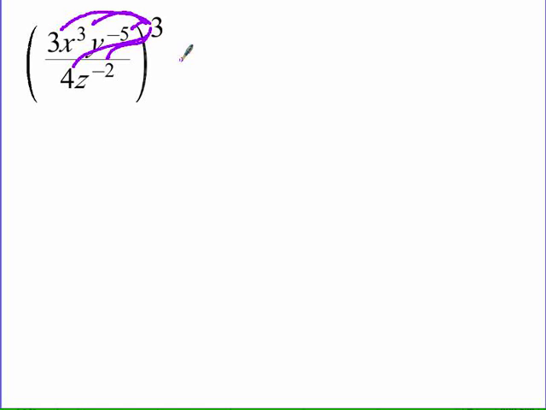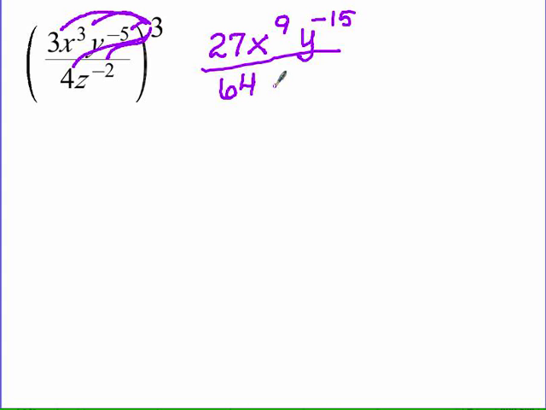So 3 cubed, 3 times 3 times 3 is? 27. What do I do with the 3 and the 3 here? And I get 9. Once again, if you forget, x cubed, x cubed, x cubed, 3, 3, and 3 makes 9. And then y to what power? -15. On the bottom, 4 times 4 times 4. 64. Z to the -6th.